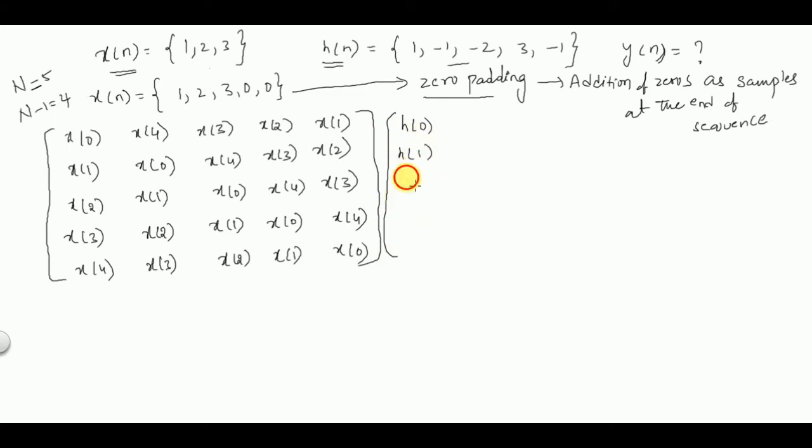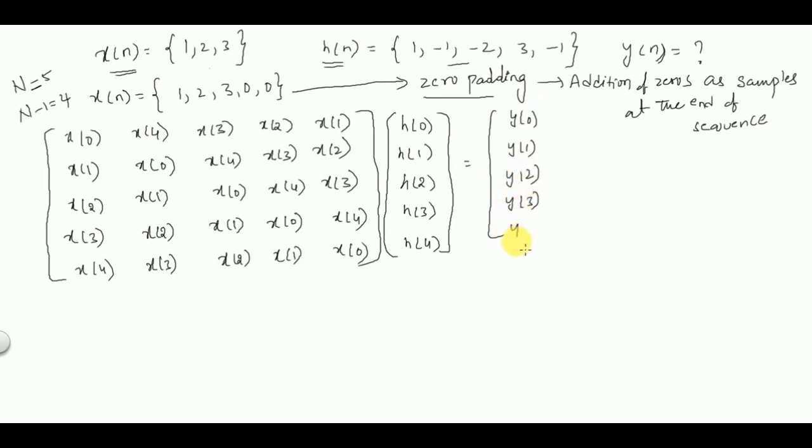that is h of 4, h of 2, h of 3, and h of 4. If you multiply, it will give you the result y of 0, y of 1, y of 2, y of 3, and y of 4. Okay, so if you substitute the values, what you'll get? This is x of 0, 1, 2, 3, and 4, and this is h of 0, 1, 2, 3, and 4.